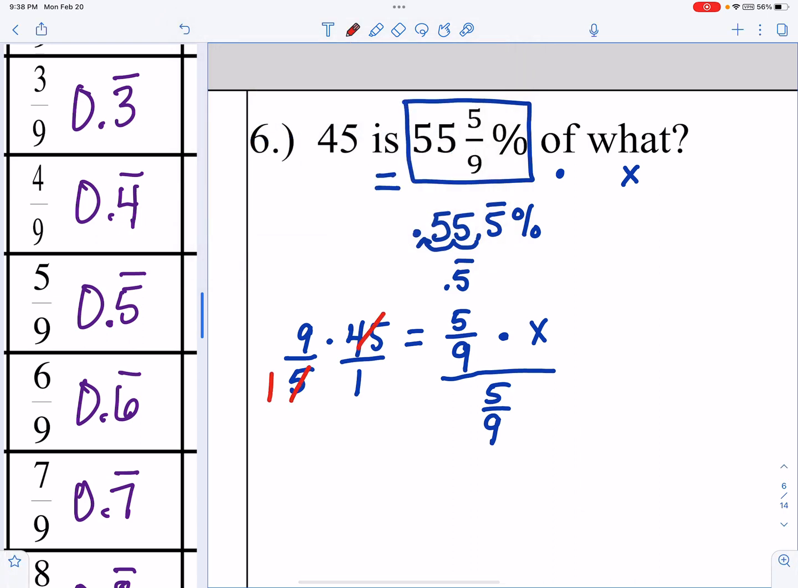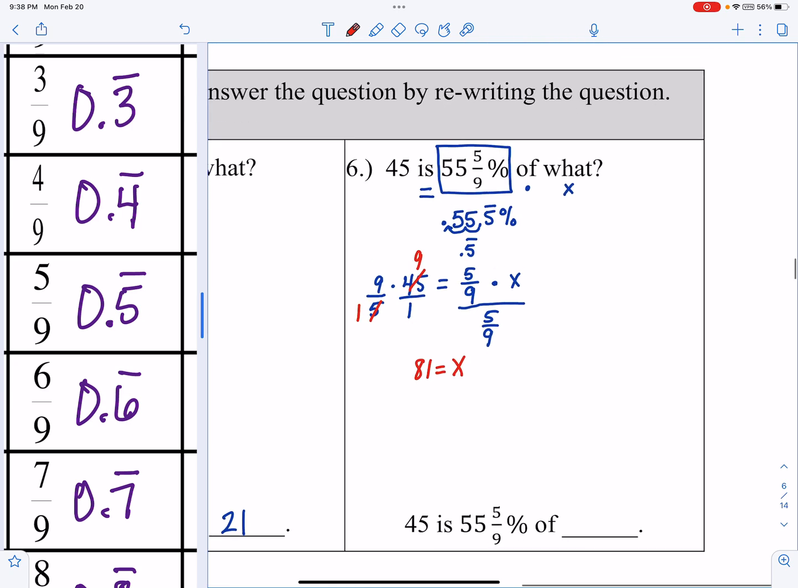When we do this, I can go ahead and cross simplify here. So we have 1 in the denominator. 45 divided by 5 is 9. And so now just multiplying straight across, we have 9 times 9, which means 81 equals x. And so our final answer is that 45 is 55 and 5/9% of 81. Think about that. That's pretty close to 50%, and 50% of 81 would be 40.5. So this is reasonable and makes sense.